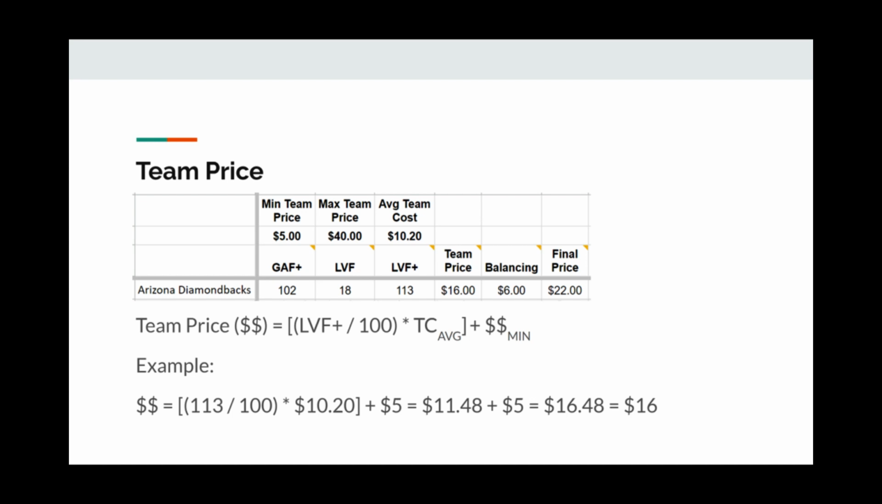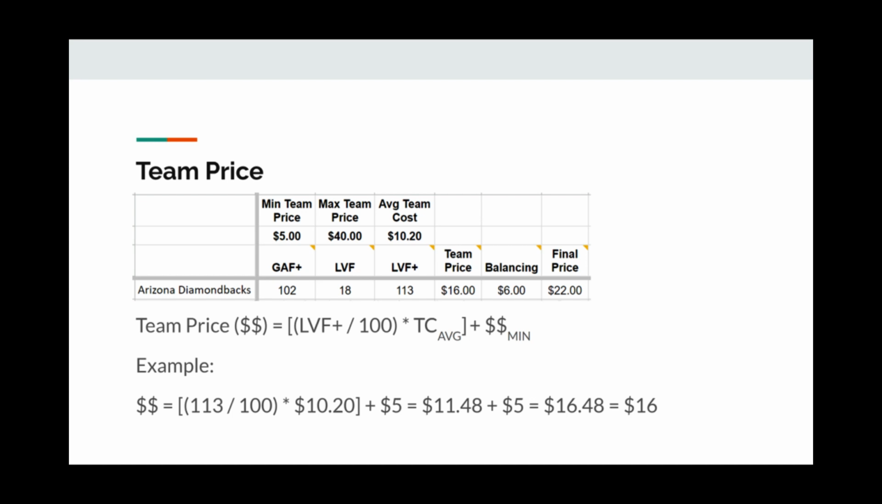From there, the way that you set the team price is you take this low value factor, divide that by 100 to make it into a ratio, multiply that times the average team cost, and then add that to the minimum team price of $5. For the example of the Arizona Diamondbacks, the LVF factor is 113. You divide it by 100, and then multiply it by 10.2, which is your average team cost. And then that entire value is added to $5, which gets you 16.48. I like to have these things as an even number, so you round down and you get 16.